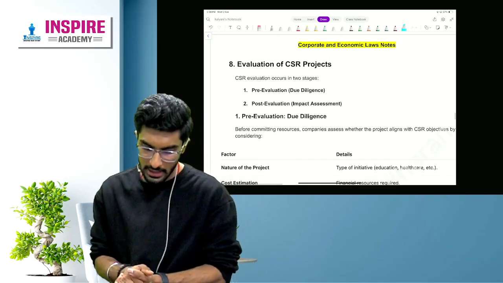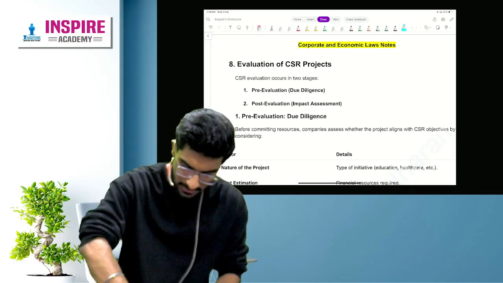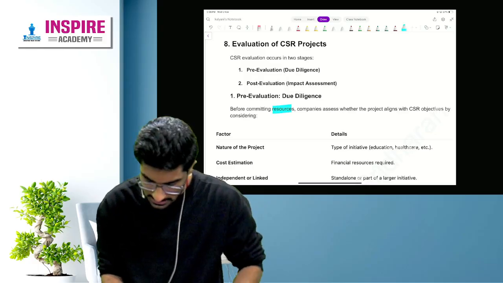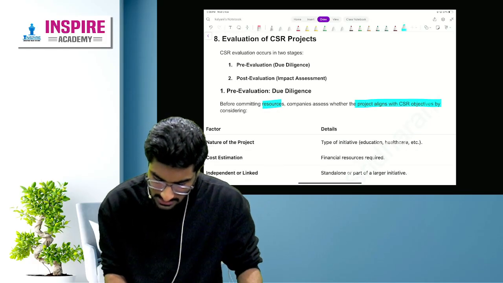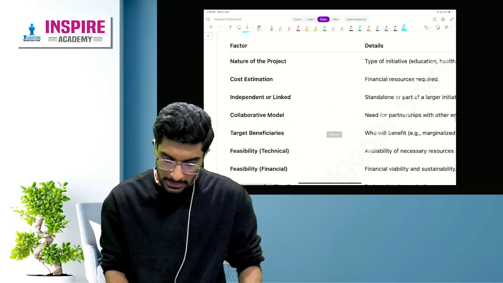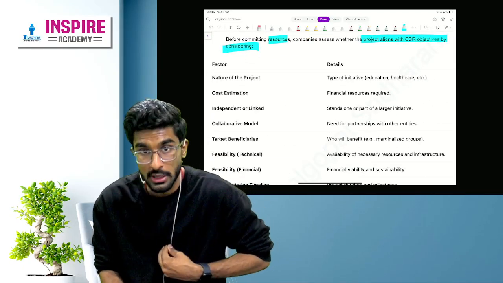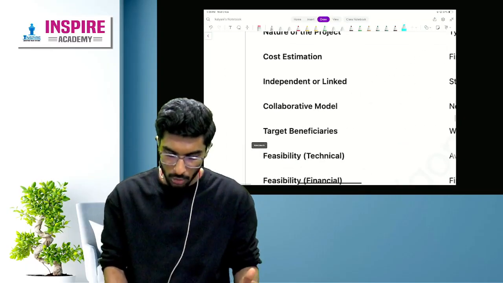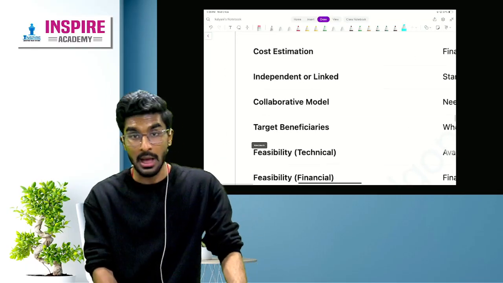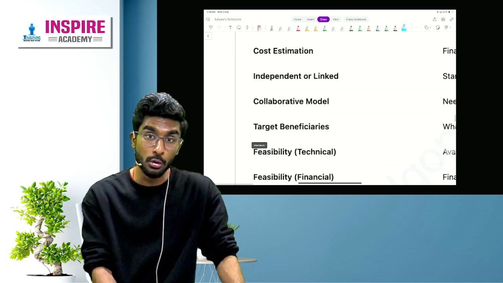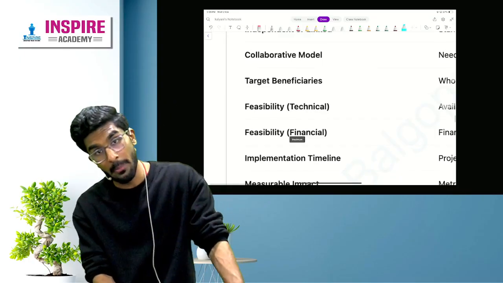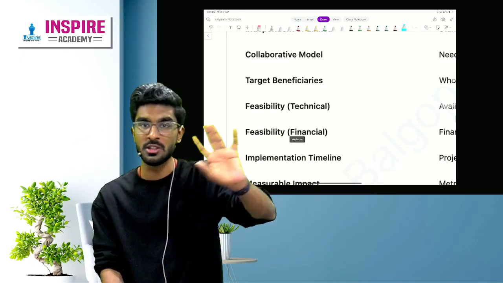So, pre-evaluation and post-evaluation. What is the meaning of pre-evaluation? Before committing resources, companies assess whether the project aligns with CSR objectives by considering what all items, people? Nature of the project. Which type of project are we going to focus on? Number 2, what is the estimation cost that we're going to incur? And number 3 is, are we going to do it by ourselves or are we going to take the help of the implementing agencies? Next is, are we going to collaborate with other companies, governments or special agencies?